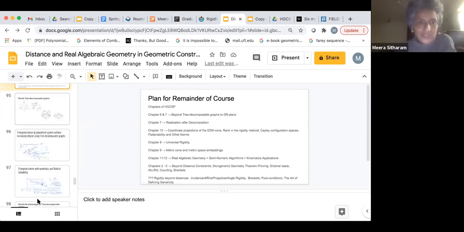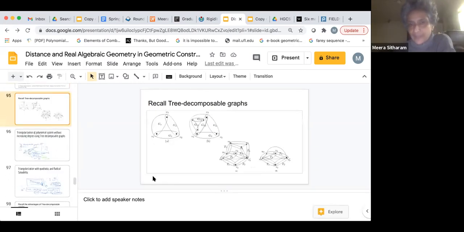You'll see that there are many examples of general geometric constraint systems which involve other types of constraints, which can be written as tree decomposable graphs. We'll get to that eventually. But I don't want to clutter our thinking right now because we have been keeping this only to distances so far: distance matrices, Euclidean distance matrices, Cayley-Menger and so forth. So let's just stick to distance constraints for the rest of the class until we get to the end.